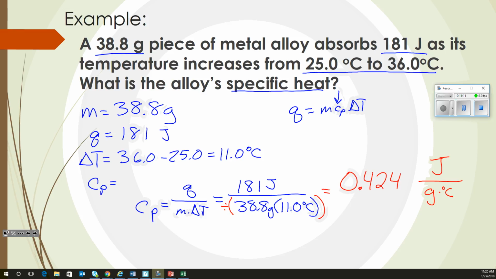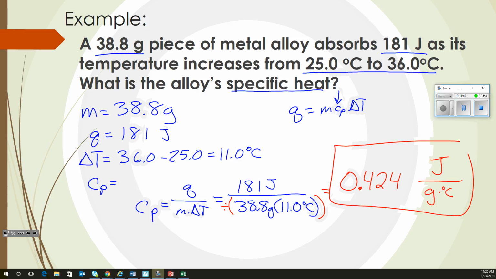424, and I heard that repeated by more than one person. So do I have a second and a third? Okay, so this is our specific heat. Most often specific heat will be point something, so that will help you know whether you got it right or wrong. If you end up with a big number for specific heat, you did something wrong. Big number for specific heat would be water's specific heat, which is 4.184. That's a large number for specific heat. So it should be a small number.